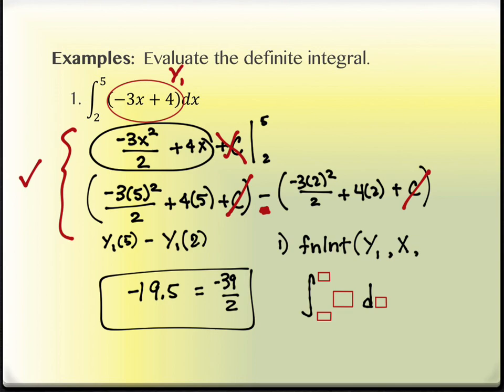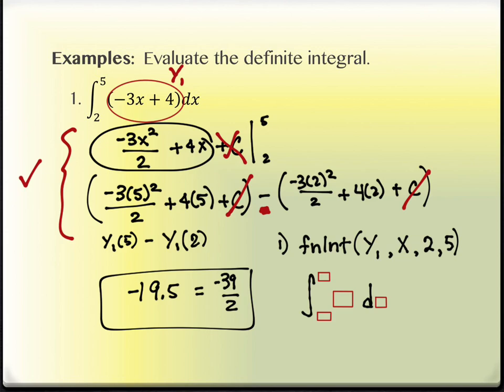And then you're going to put a comma. And then you're going to put the lower limit of integration, which for us is a 2. And you're going to put a comma. And then the upper limit of integration, which for us is a 5. And you're going to press enter. Okay, did it tell you, for those of you who have that version, negative 19.5? Yes, wonderful.